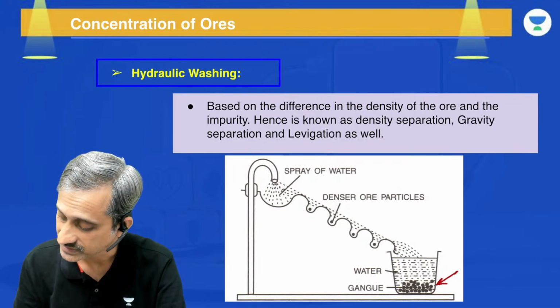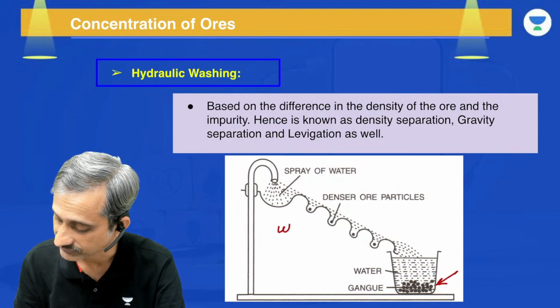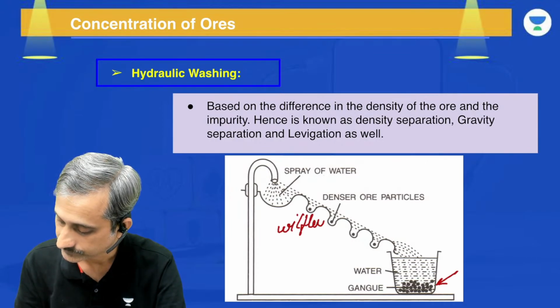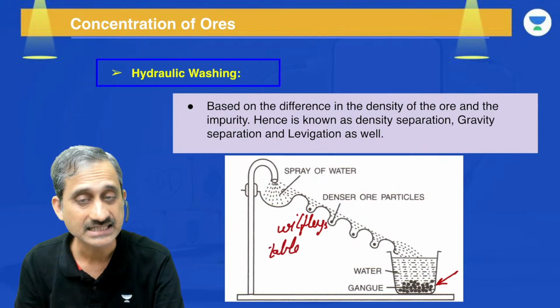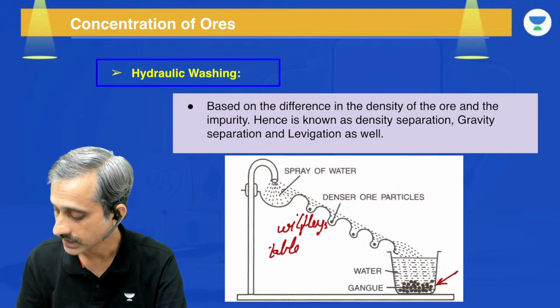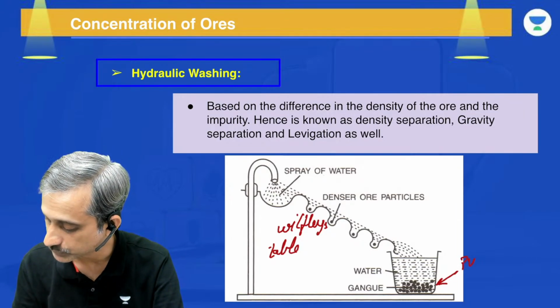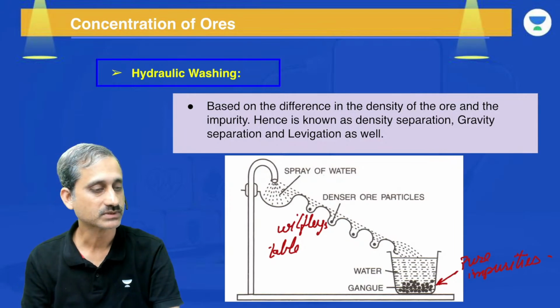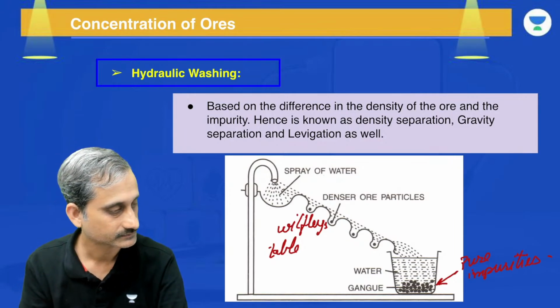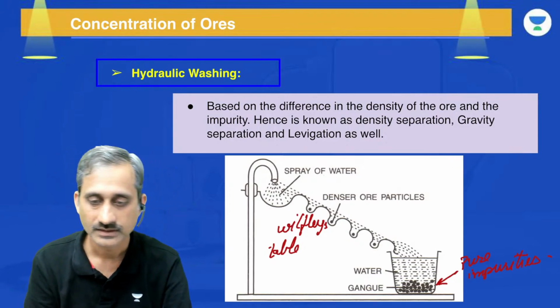So based on the difference in the density, now this is sometimes referred to as the Wilfley's table. The spray of water will take away the lighter impurities down, and this is what we are going to have, the pure ore. Is it clear?